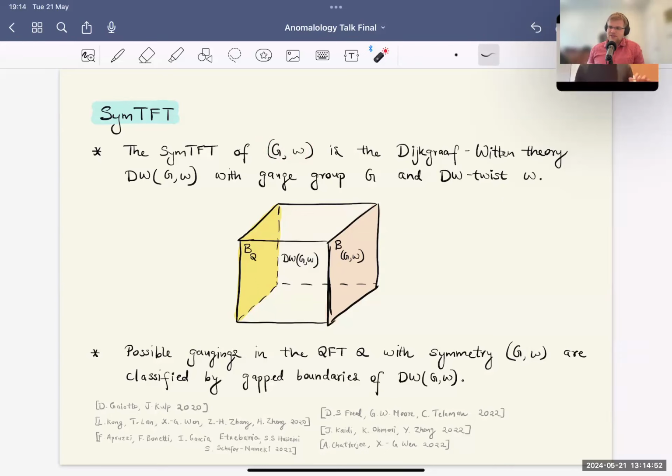Rajath, we temporarily lost you, but I think you had just finished telling us that there were basically 6 subgroups, and you were about to introduce the SymTFT. Okay, sorry, yeah. So we're good now.